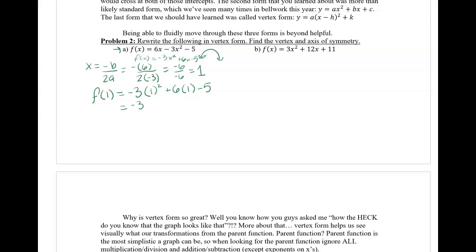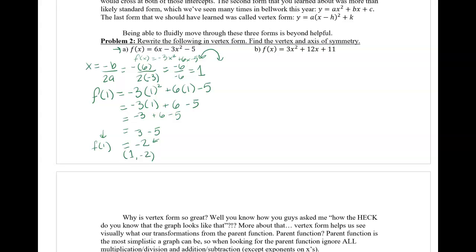I get negative 3 times 1, because 1 times 1 is still 1, plus 6 times 1 is just 6, minus 5. Simplifying this again, I get negative 3 plus 6 minus 5. And simplifying that down, I get negative 3 plus 6, which should be positive 3, minus 5. And then finally I should get negative 2. So all in all, my vertex should be, I plugged in 1 and I got negative 2. So my point in this case would be 1 comma negative 2.